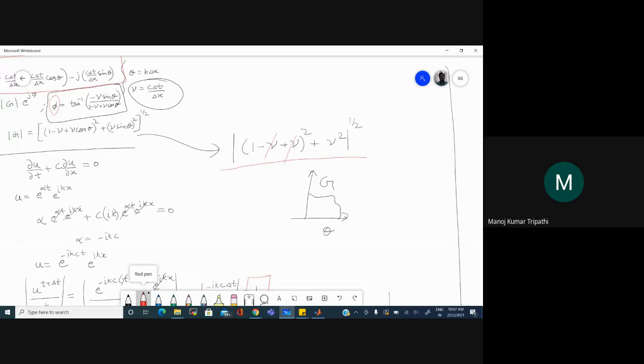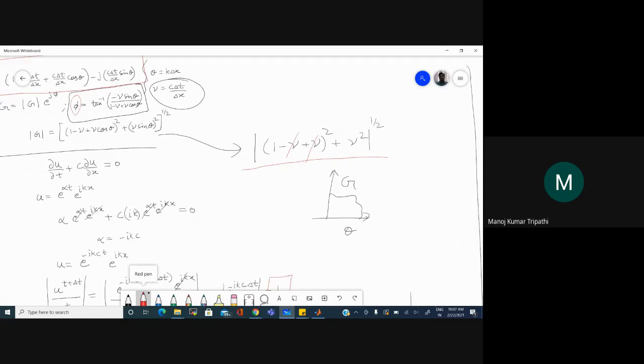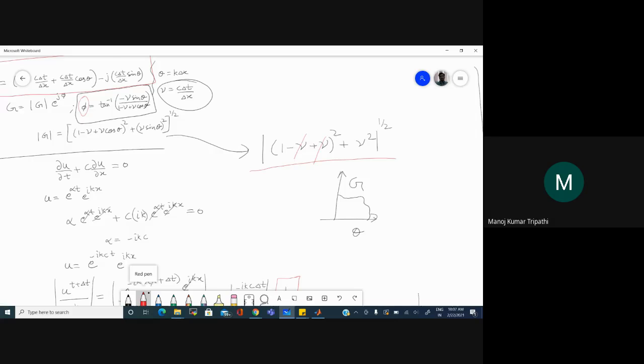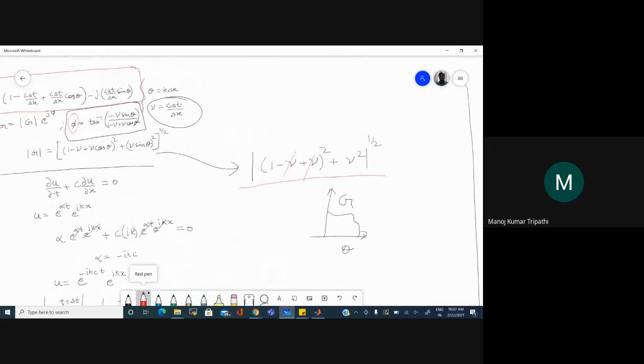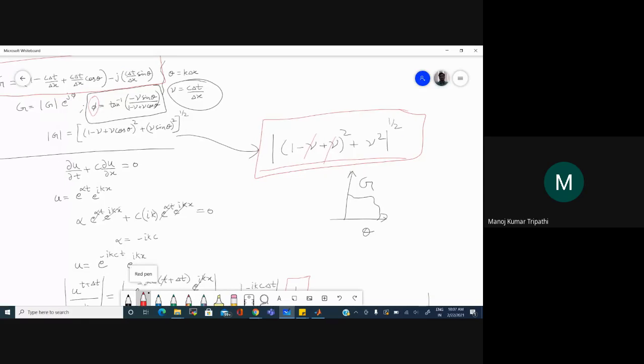It is something else. There is this new term added here, so it will be something else. And you can plot this G versus theta. And you will see that it comes out to be less than 1. So it decays. So this conservative estimate is not a good estimate, because this gives you 1 plus nu squared to the power half, which is greater than 1. But actually, if you plot theta versus G, you will find that it is always less than 1.